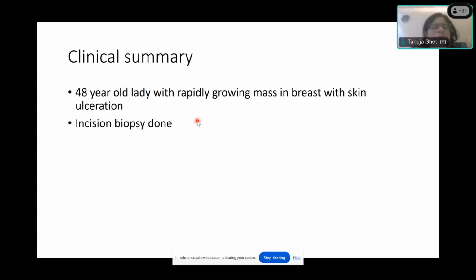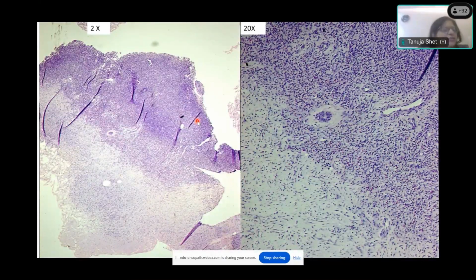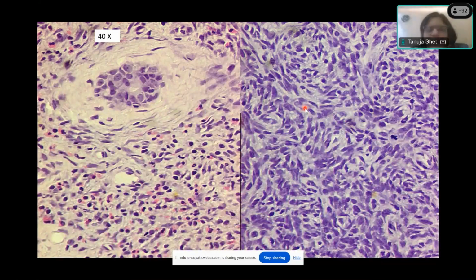So now we come to the last case, which is a 48-year-old lady with a rapidly growing mass with skin ulceration, incision biopsy done. Now the last two, Sonal, right? Shruti, Sonal, anybody can take it up. What do you see? So this is the ulceration, okay? This is all ulcer and this is your tumor. You want the higher part of the tumor? That's the higher part.